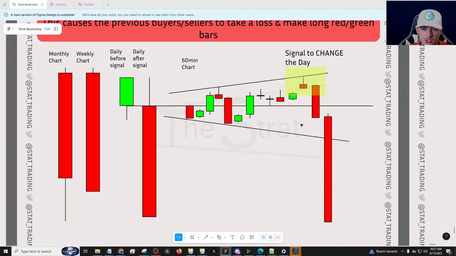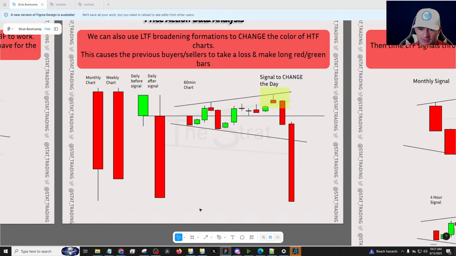Pretty simple. So we can use signals to confirm having all the time frames red, which we call full time frame continuity down. We can also have the signals change time frame continuity into, in this case, full time frame continuity down. So the signals do not have to occur with every time frame in alignment, although we prefer that. But the signals can create all the time frames in alignment because we can change the color of those higher time frames.